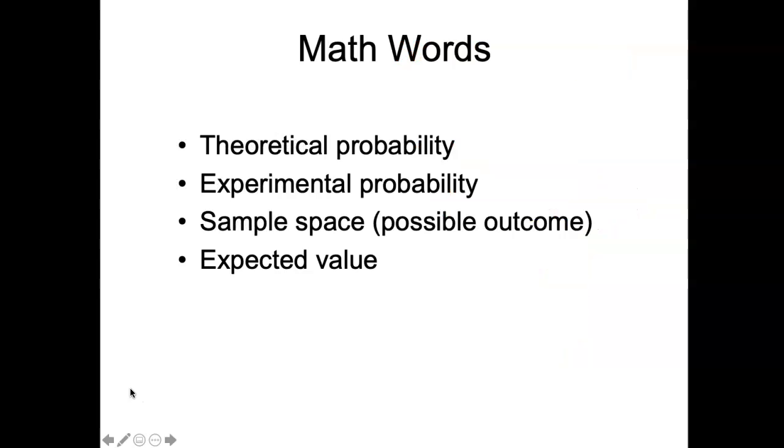Okay, so the math words that you need to make sure that you understand at the end are the following: theoretical probability, experimental probability, sample space, which we already talked about last time, and it means possible outcome, and expected value. So get ready with your notebook to write down some notes.